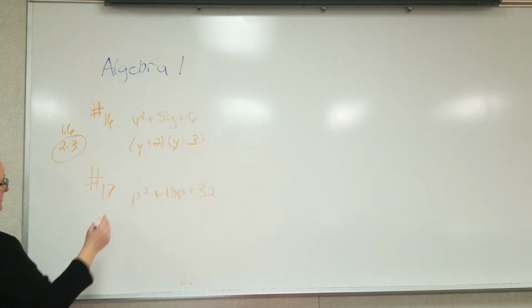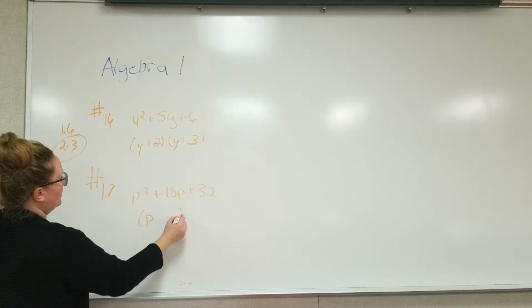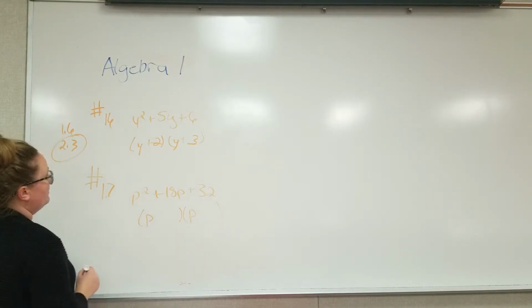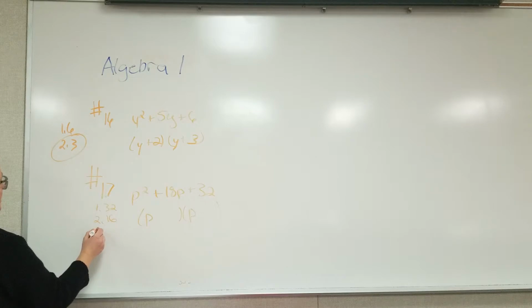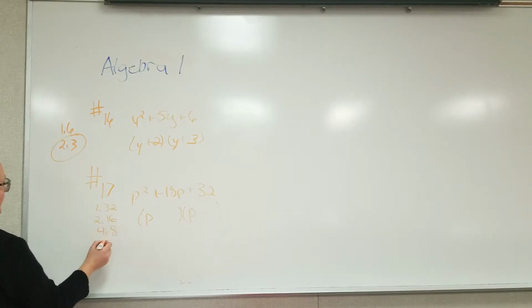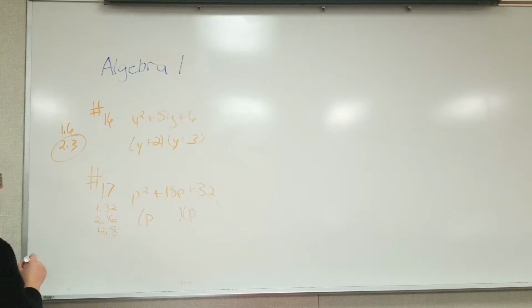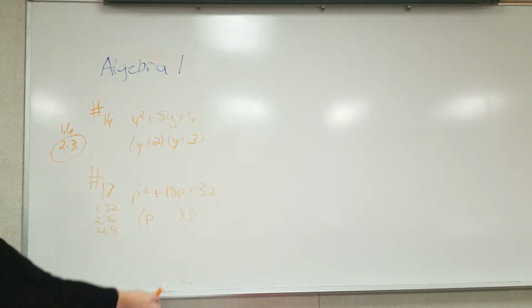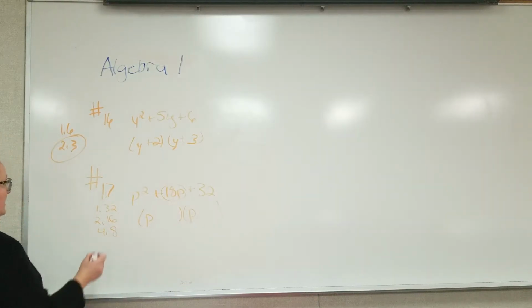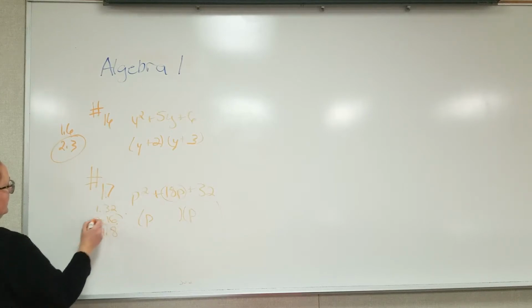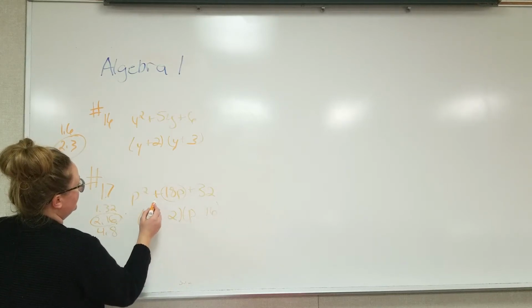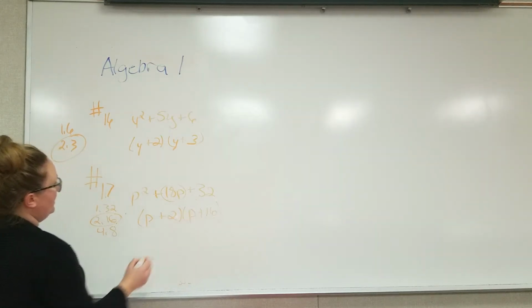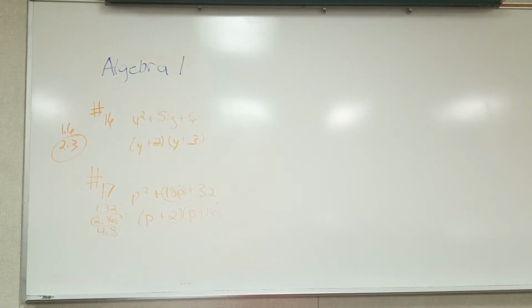Same thing here at the bottom. P and P are going to be our first terms. Our factors of 32 are 1 and 32, 2 and 16, 4 and 8, and I think that's it. So which one of these is going to add to make the middle term, which is 18? So right here, 16 and 2. So we're going to put a 2 and 16. Again, it doesn't matter which order. And because it's plus, plus, we're still going to have a positive and a positive.